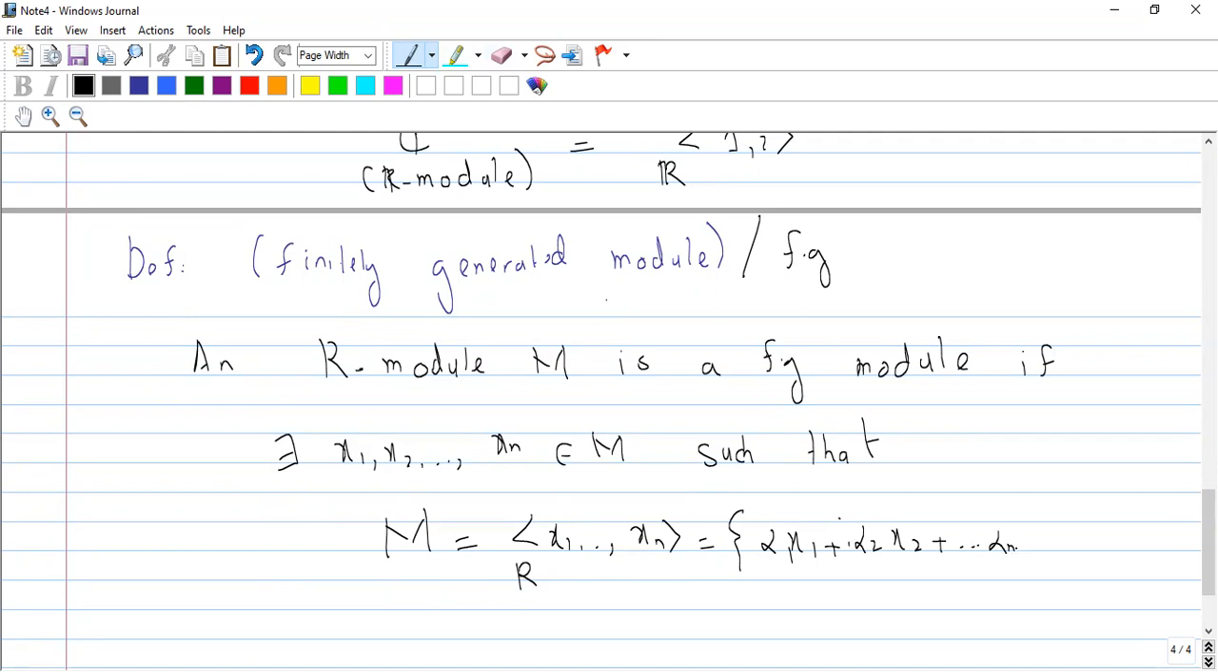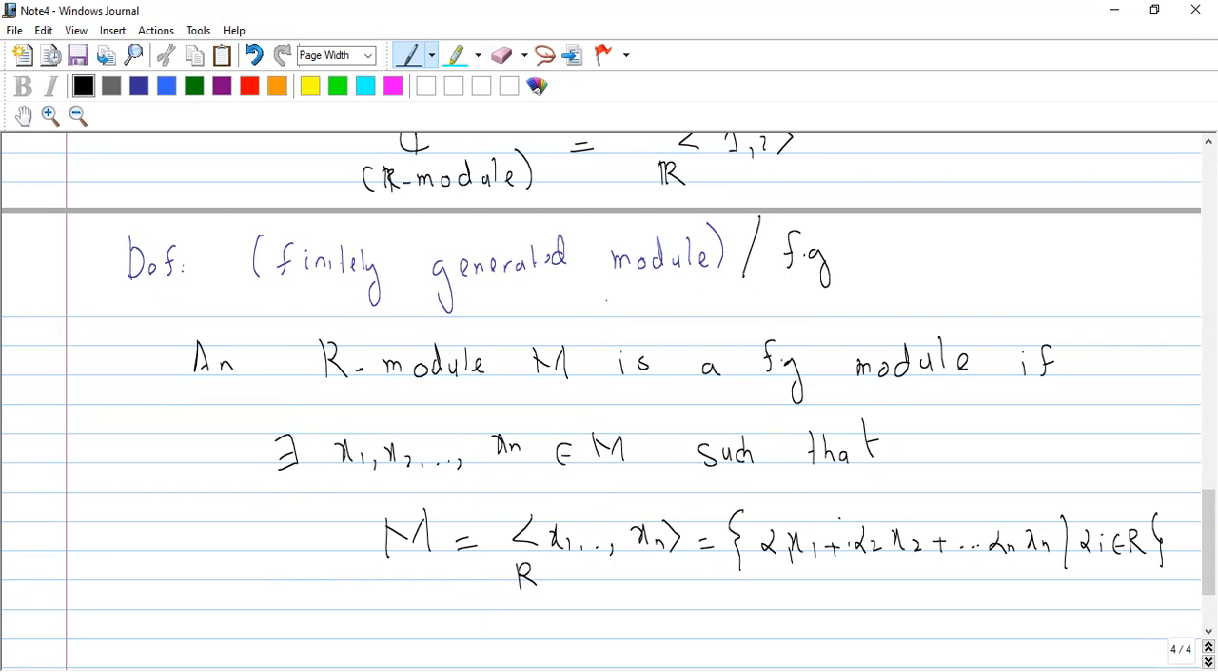construct like a subspace. जैसे हम subspace को generate करते हैं, vector space को generate करते हैं with the help of basis. In the same way, if we have some fixed elements of M, then the set of all possible linear combinations of fixed elements is also an R module. So if this is an R module, it is equal to whole M. Then we will say that M is a finitely generated R module.